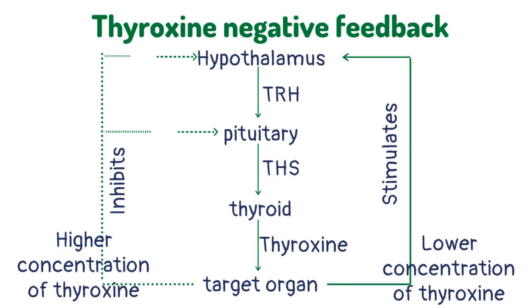When there are higher concentrations of thyroxine, the body inhibits the production of TRH and TSH in the hypothalamus and the pituitary, and so the level of thyroxine decreases. If there is a lower concentration of thyroxine, then the body stimulates the hypothalamus to produce more TRH, which in turn leads to greater production of TSH, and so leads to a higher concentration of thyroxine.